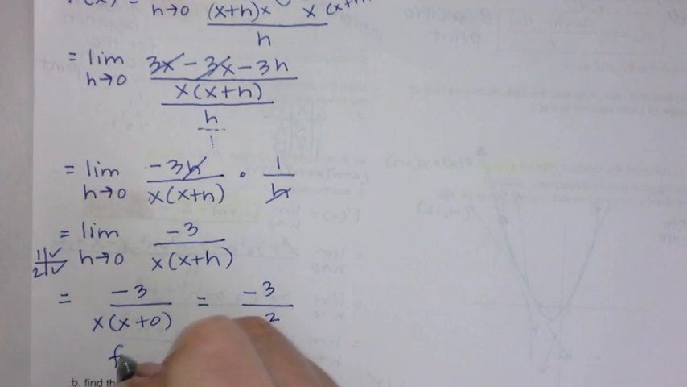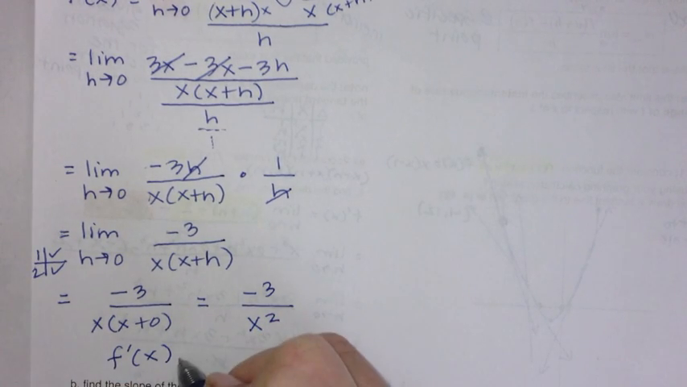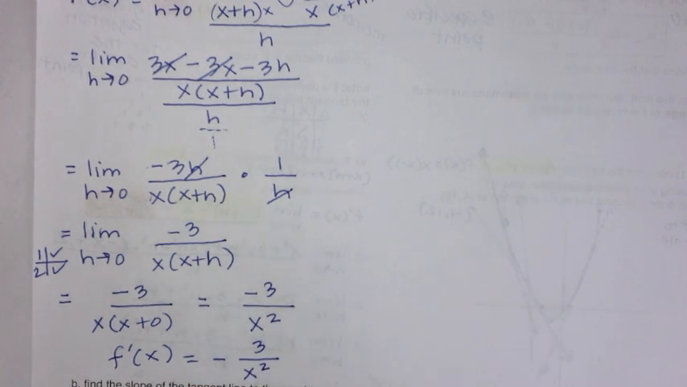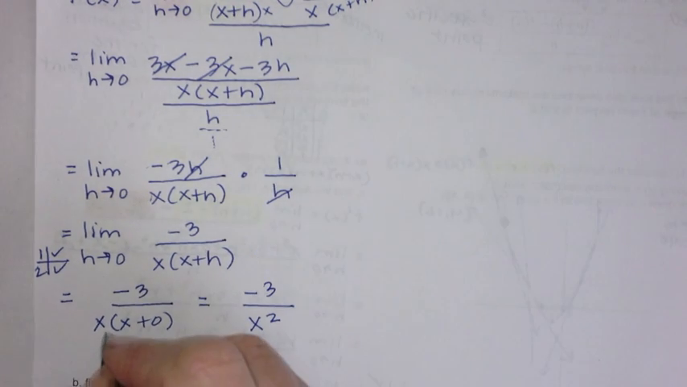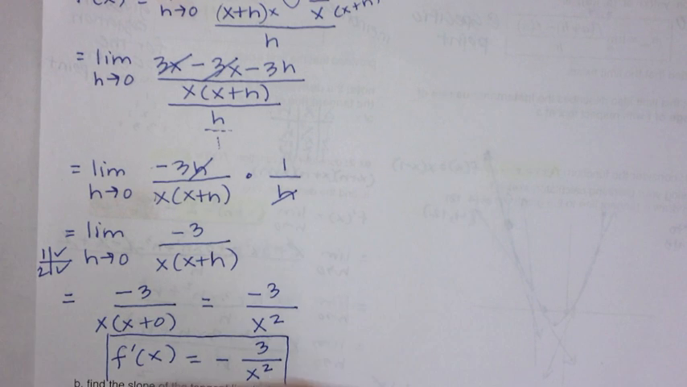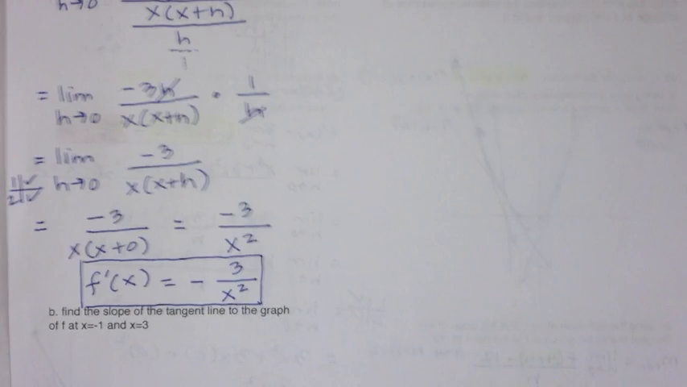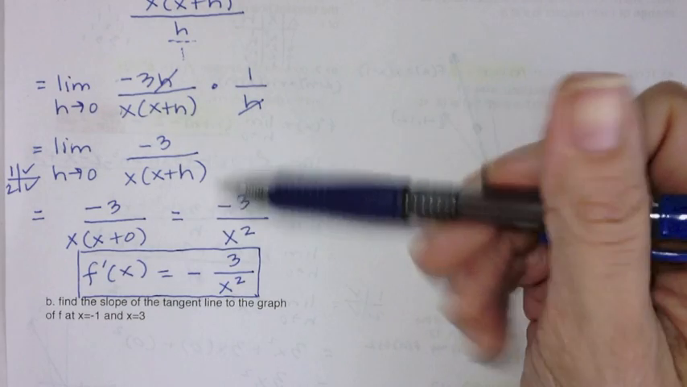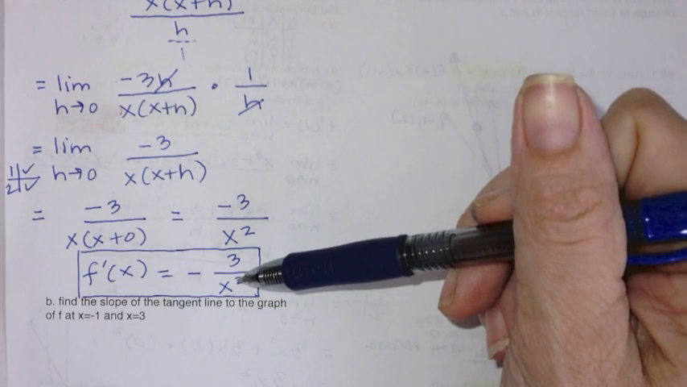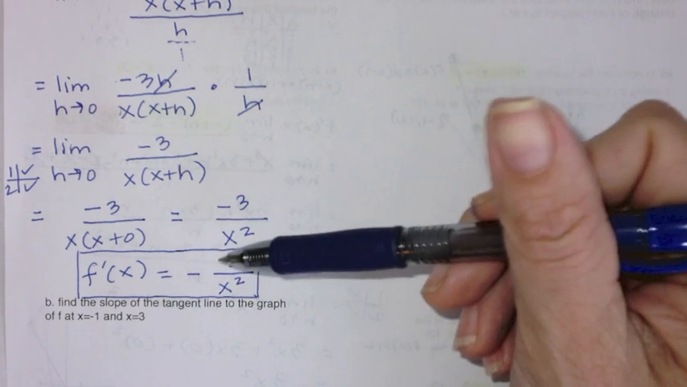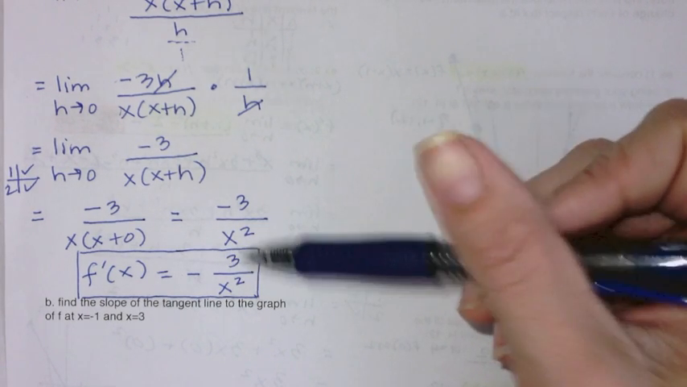So f prime of x equals negative, I'm going to be a mathematician and write it next to the fraction bar. And there we go. Okay, so there's our derivative. So now we know that whatever x value we plug into here, that will be the slope. We will calculate the slope of the tangent line at that x value.